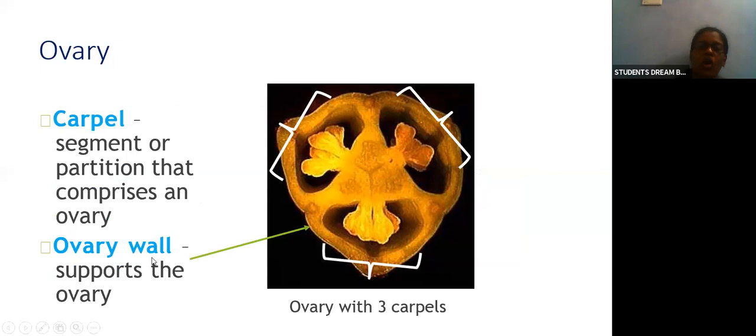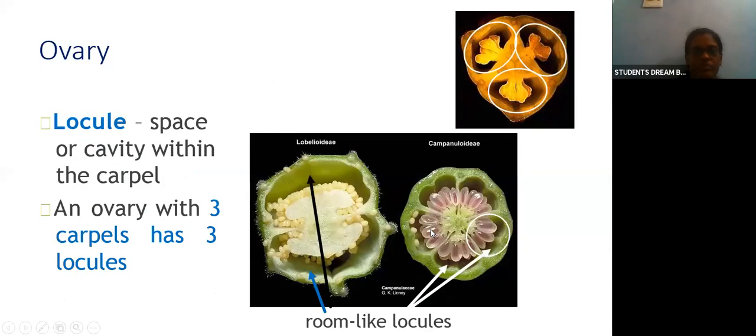So the ovary wall supports the ovary. Inga veliya irukkiradhu vandu ovary wall. This will support the ovary, and the segment or partition that comprises an ovary is the carpel. So this ovary has 3 carpels. Next is your locule. What is the locule? It is the space or the cavity within the carpel. An ovary with 3 carpels will have 3 locules. How many carpels it has, based on that it will have the locules.